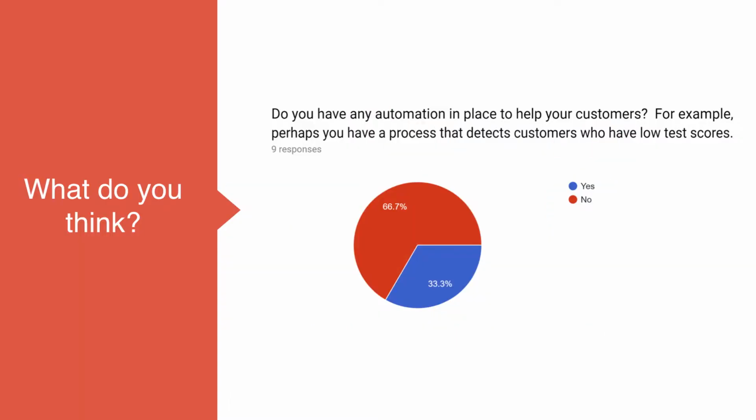Okay, so the next question I had asked was, do you have any automation in place to help your customer? Like, what are you doing with low test scores? Now, you can see the answer to this was predominantly no. Right? These are not the normal things you're doing. These are the other things that we're trying to do. And I'm going to demo some stuff today to show you how I play around with that kind of data and I can automate taking action upon it.